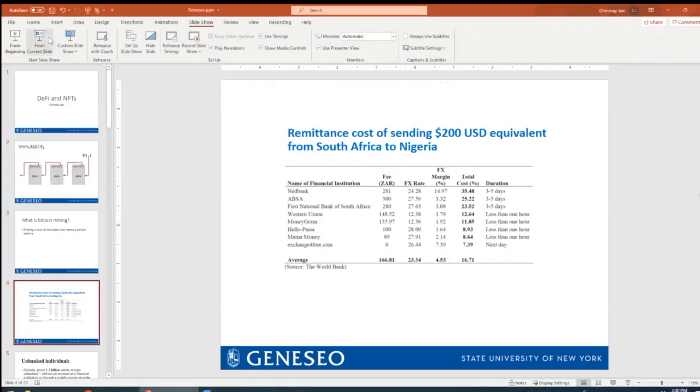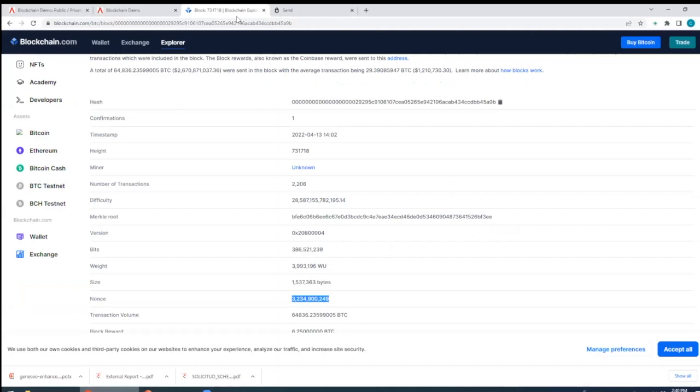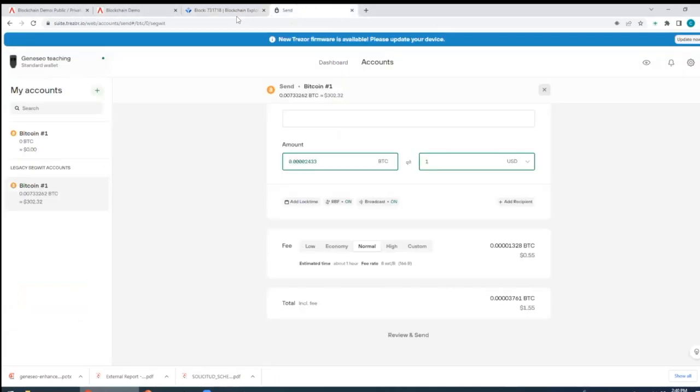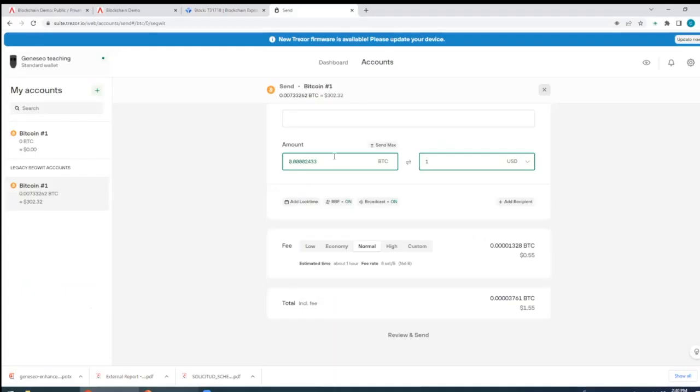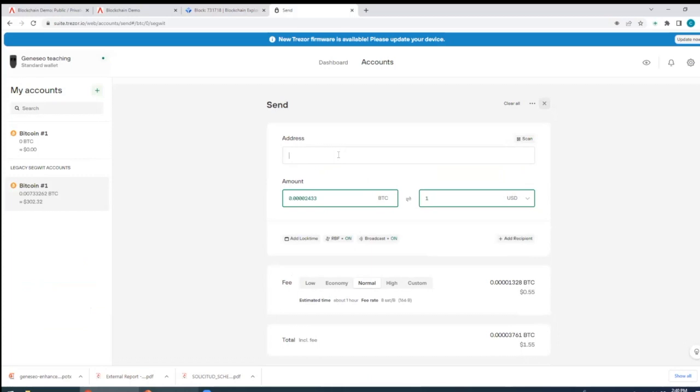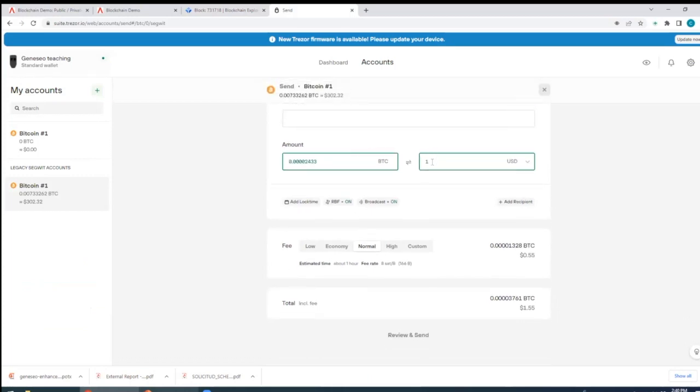Right now, if you wanted to send money through the Bitcoin blockchain, again, I'll show you an example. I've connected my wallet to this computer, and my wallet looks something like this. This particular USB drive is what my wallet looks like. So my wallet is connected to this computer. If I wanted to send money to, let's say, Andrew, I'll just put his public key here. If I wanted to send $1, it costs me 55 cents, and it will take about 1 hour.